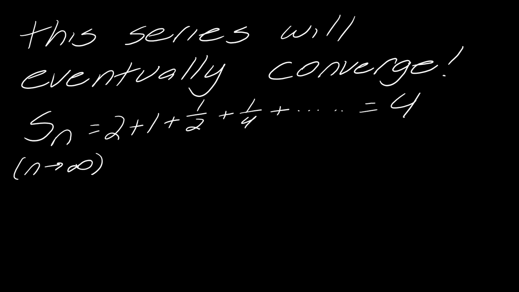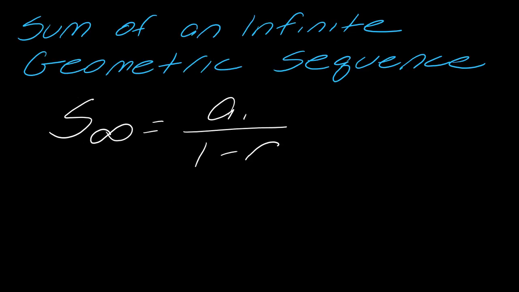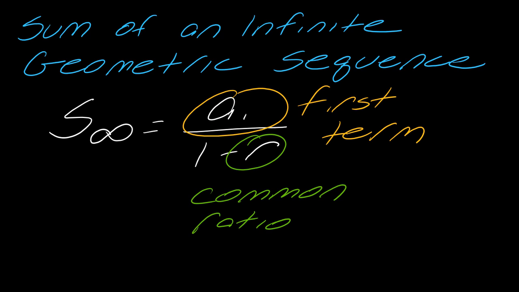So the fact that this series eventually converges has a formula actually associated with it, and it looks like this. When we're going to an infinite amount of terms, we can calculate it like this. So if I were to actually run out this calculation, this will give me 2 divided by 1/2, which does indeed equal 4. So this formula is actually what's known for an infinite geometric series. If I want to add up an infinite amount of terms in a geometric series, they will converge to this sum right here. So remember that a sub 1 is the first term and the r is the common ratio.